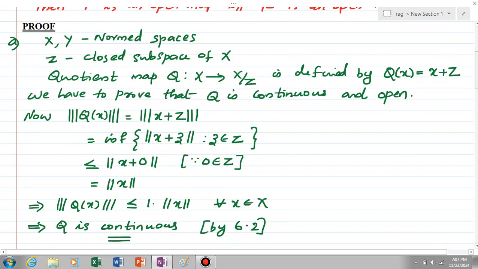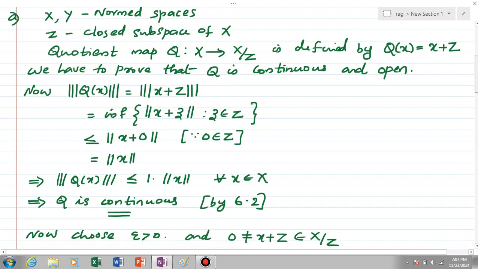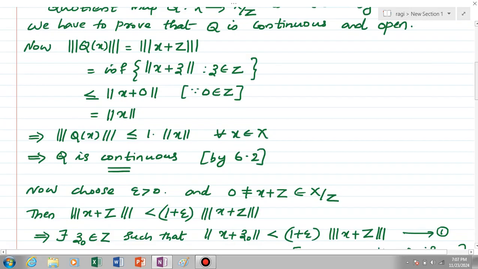This means that the triple norm of Q of x is less than or equal to 1 into norm x for every x element of X. So by theorem 6.2 we can say that Q is continuous, because it is in the form norm of Q of x less than or equal to some alpha into norm x for every x element of X. Here alpha is equal to 1. So using that theorem we can say that Q is continuous. Okay, now we have to show that it is open.